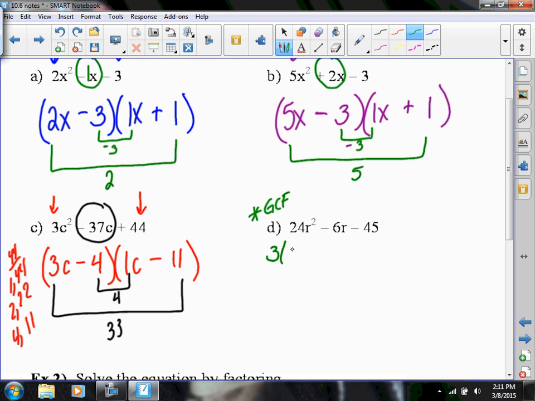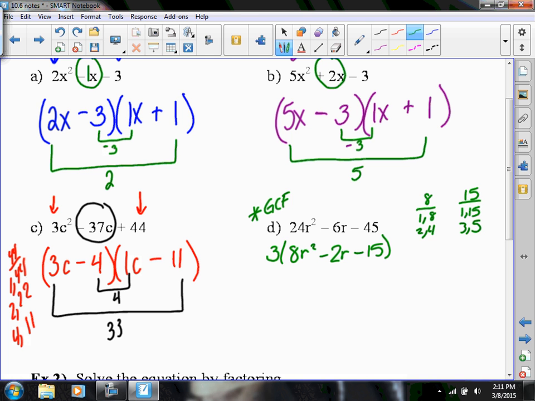3 goes into 24 8 times. 3 goes into 6 2 times. And 3 goes into 45 15 times. So now instead of needing the factors of 24 and the factors of 45, I need the factors of 8 and the factors of 15. So that's a lot nicer numbers to work with because they're smaller. Now the factors of 8, I could have 1 and 8, or I could have 2 and 4. And the factors of 15, I could have 1 and 15, or I could have 3 and 5.